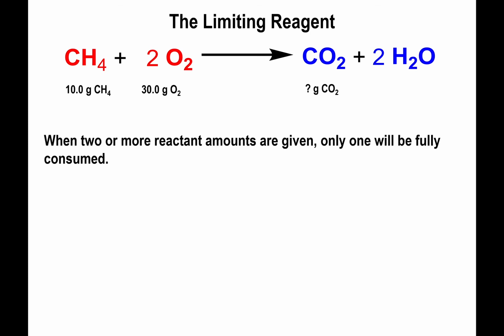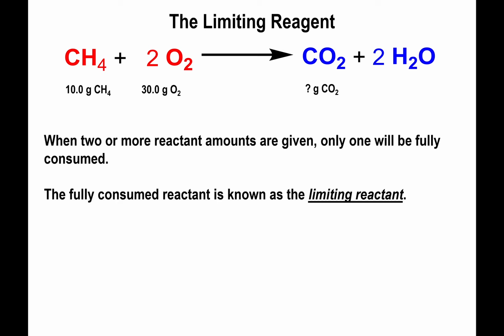All right, and by and large, anytime that you see the amounts of two reactants present in your problem, you ought to think automatically that this is a limiting reactant problem, even if you're not told so explicitly. Now, as I was saying, the reactant that is going to be consumed first, fully, is known as the limiting reactant.